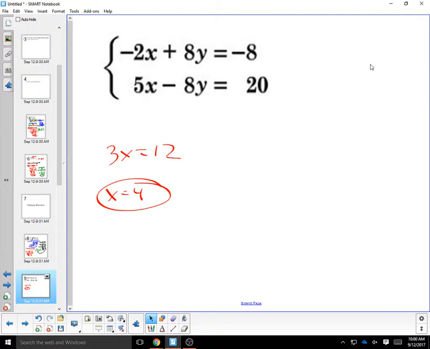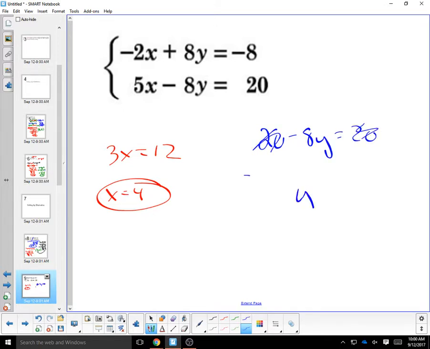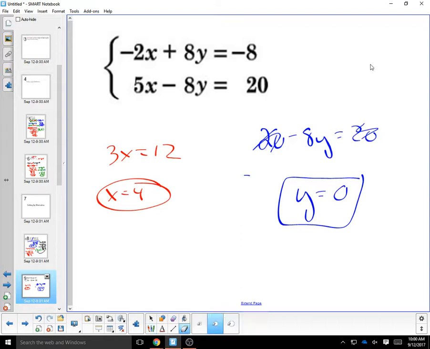Oh, you're talking about the other part now? Let's see here. So we've got 20 minus 8y is 20. So this will cancel with that, which means y has to be 0. Right? Here, think about that. I did that too fast, didn't I? My bad.